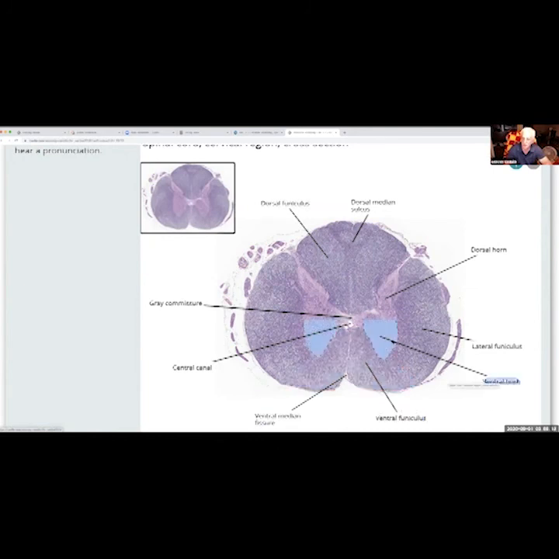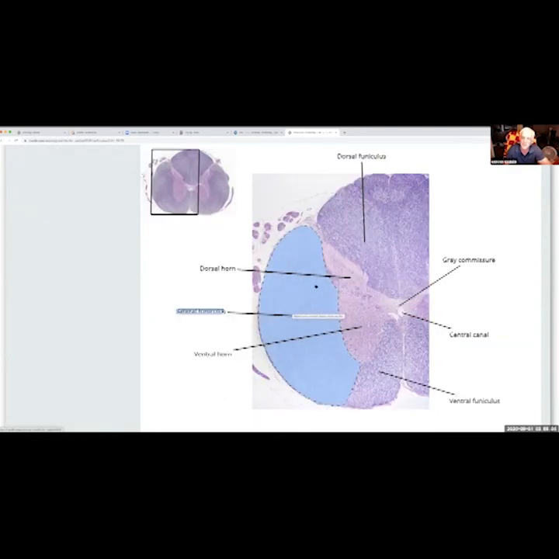You have a ventral horn and you have a dorsal horn. Ventral horn is on the front surface, dorsal horn is on the backside. And you have a lateral funiculus. So lateral funiculus on the side, ventral funiculus on the front, dorsal funiculus on the back. Again, dorsal funiculus is a group of cell bodies. Dorsal horn is the back. Ventral horn is the front. Lateral funiculus is the side.